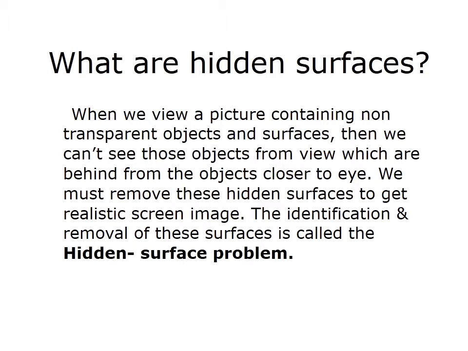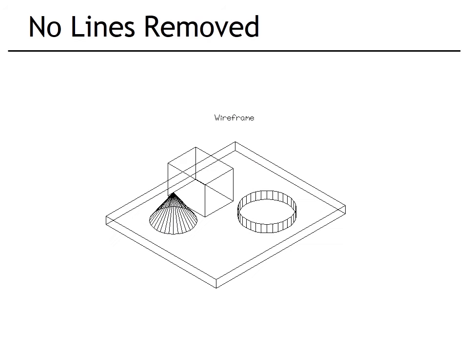Now, when we view a picture containing non-transparent objects, which are opaque in nature, we can't see those objects from view. So from the view we cannot see very clearly, or we cannot have a vivid structure of such objects.